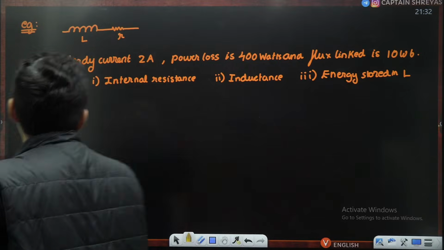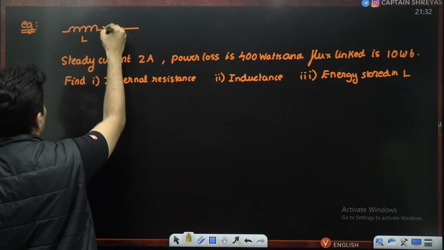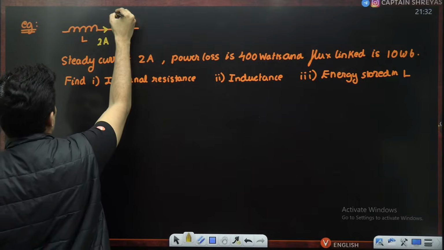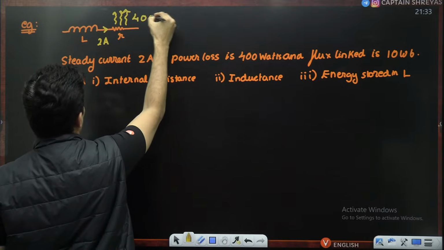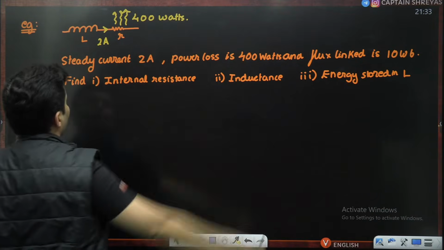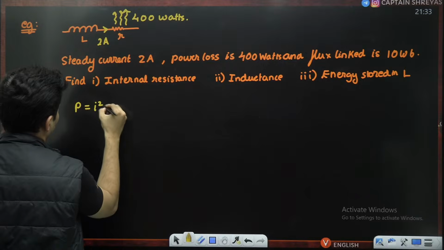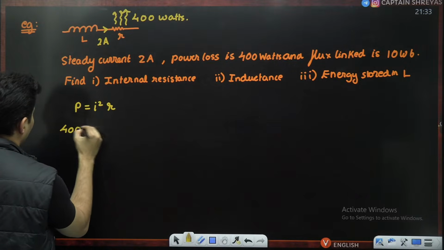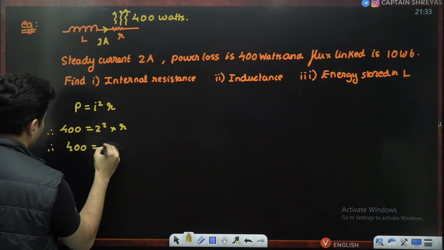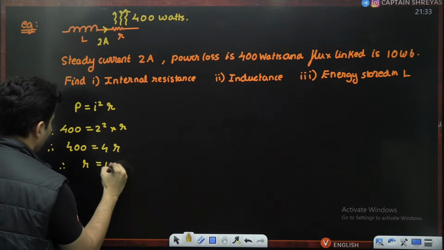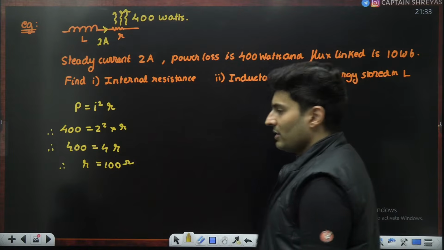Let's try this out. When the current is steady, if there is a current of 2 amperes going, there is some heat loss which will occur, and that is 400 watts. Power, resistance and current are related by the formula P is equal to I squared into R. Power is 400, current is 2, resistance I don't know. Therefore, 400 is equal to 4R, so resistance is 100 ohms, which is internal.